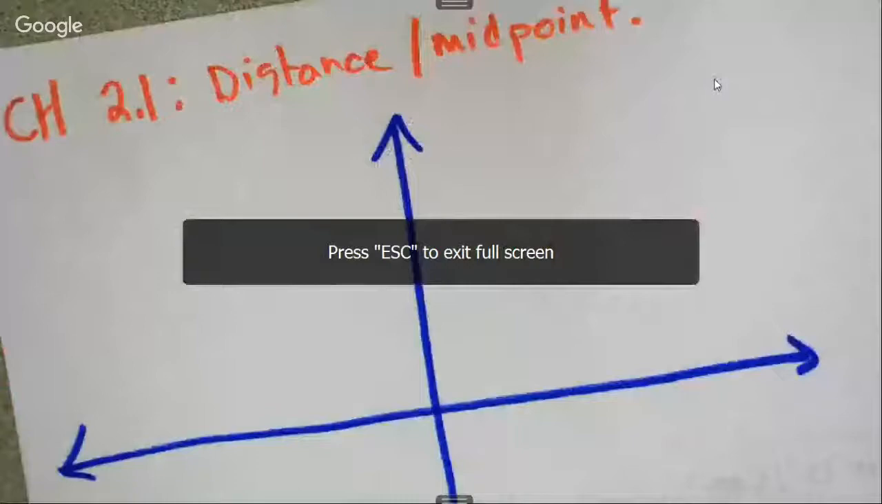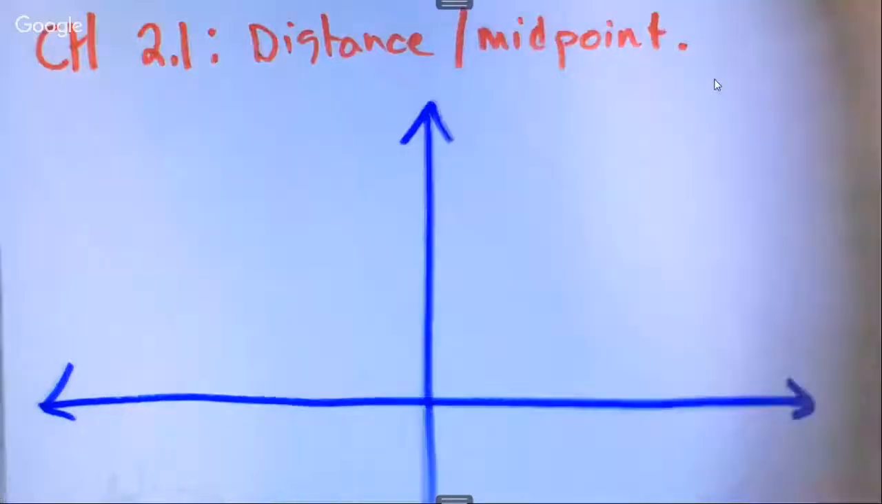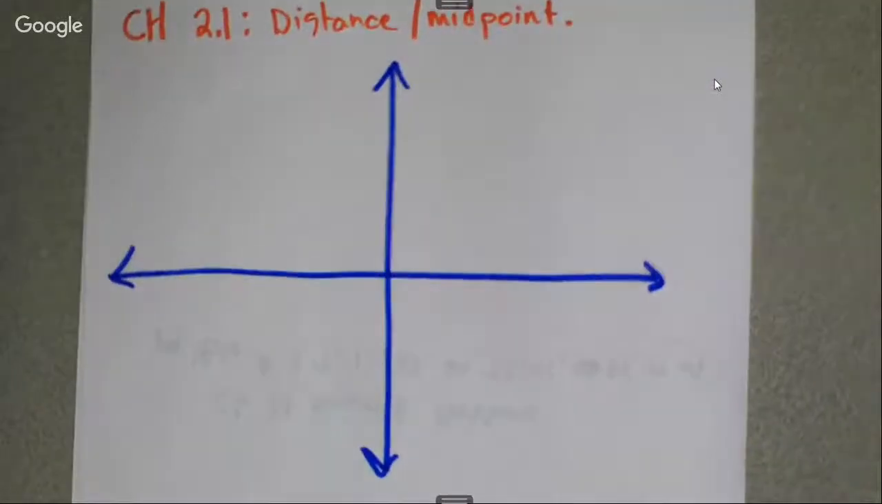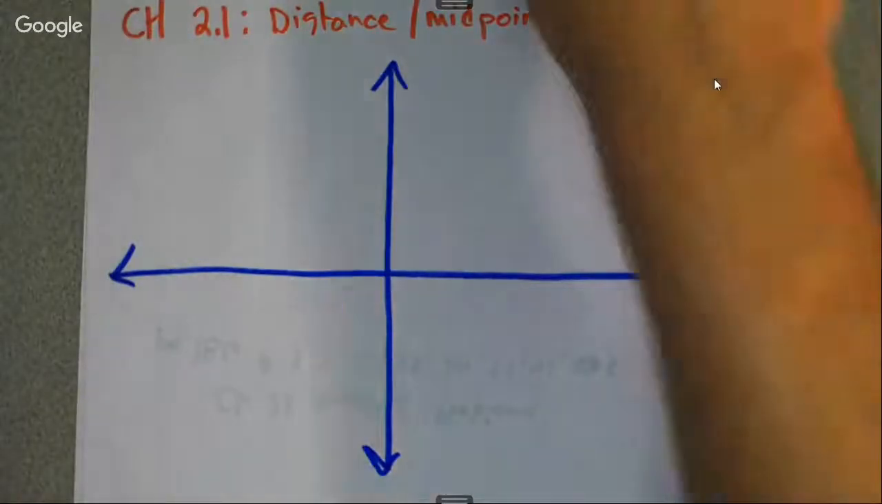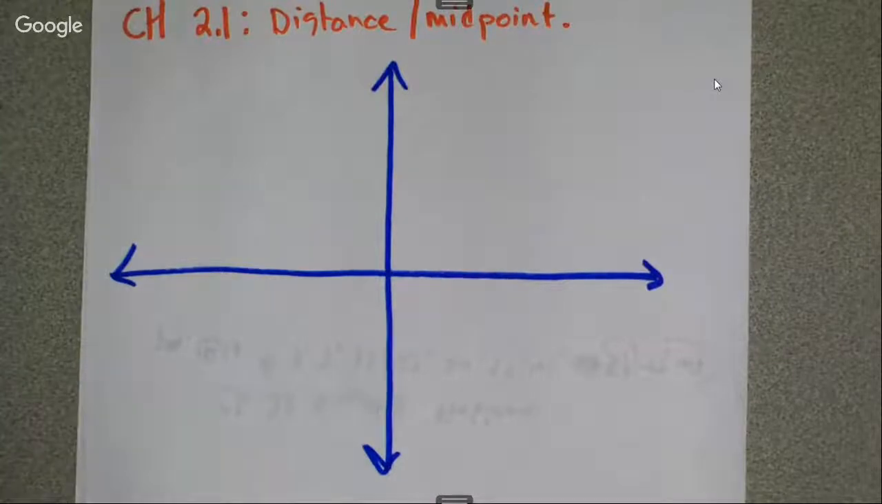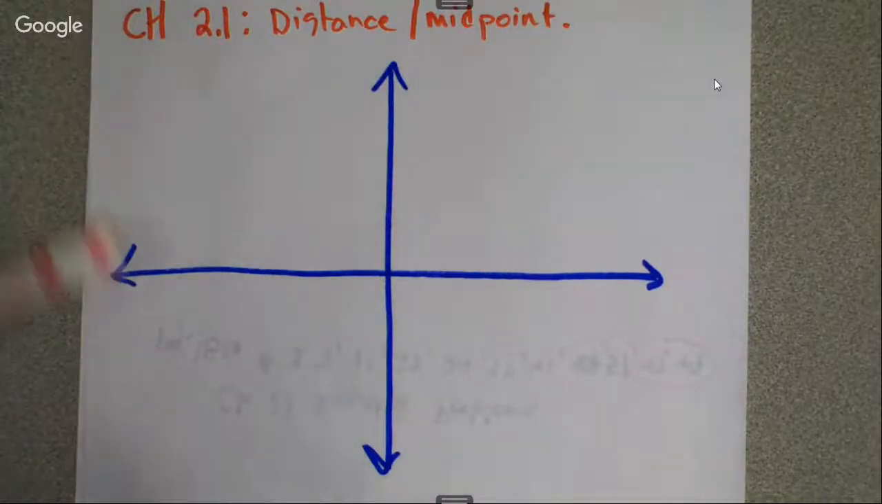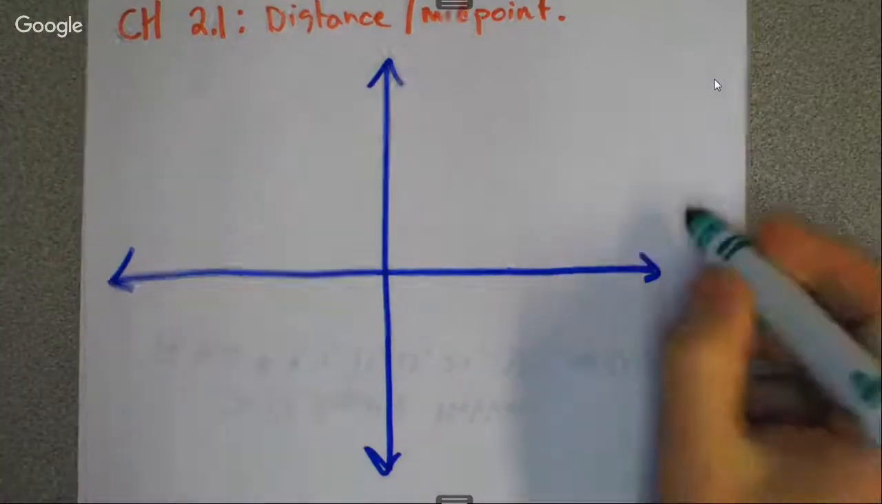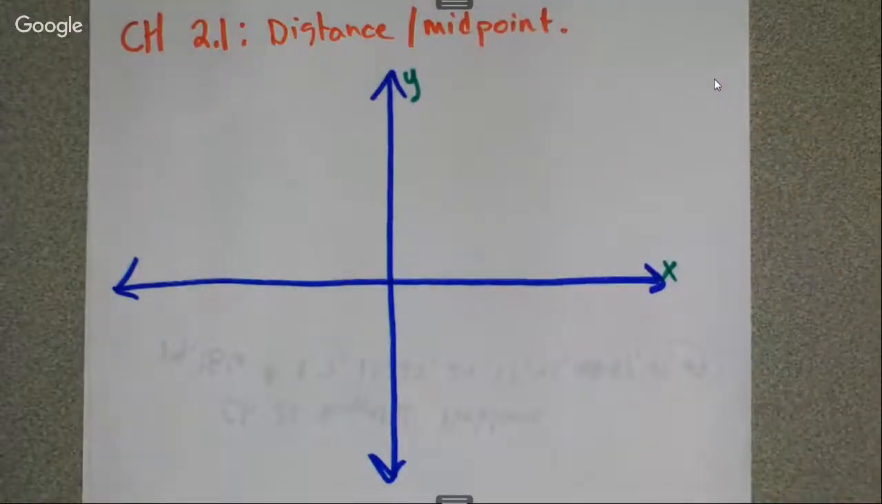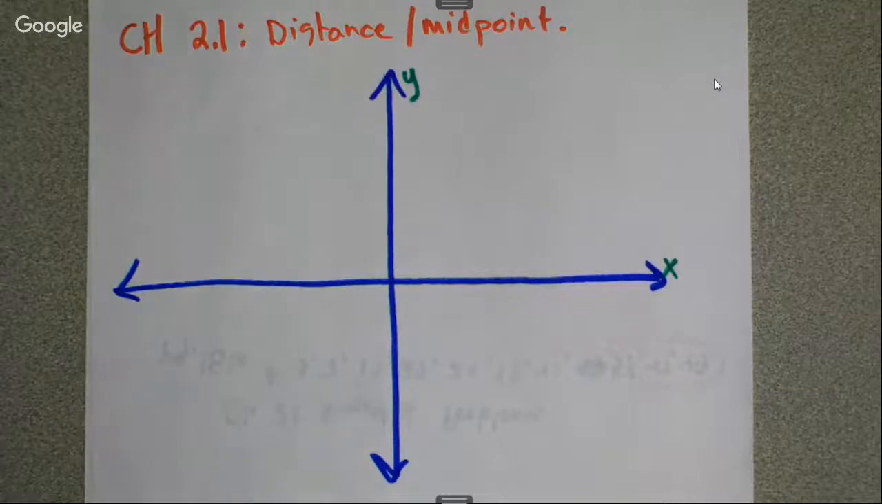We're going to talk about chapter 2.1, which talks about the graph, and distance and midpoint. So we have what is called the Cartesian plane, and the Cartesian plane is just what you know it as, a graph with an x and a y axis, and we can graph everything on this.